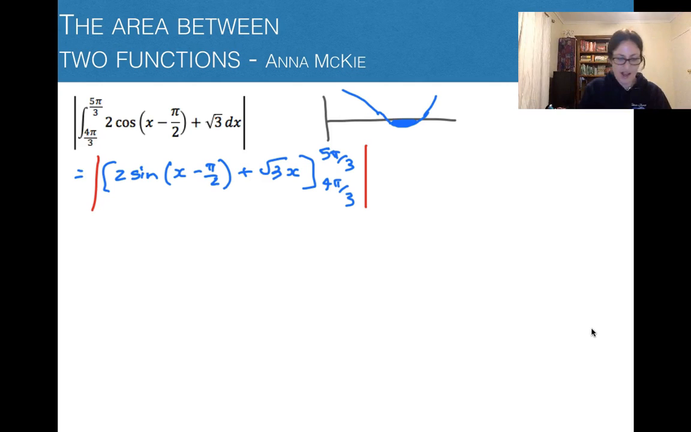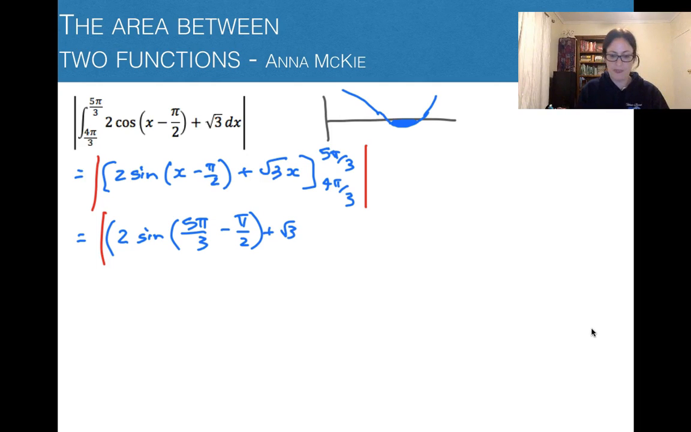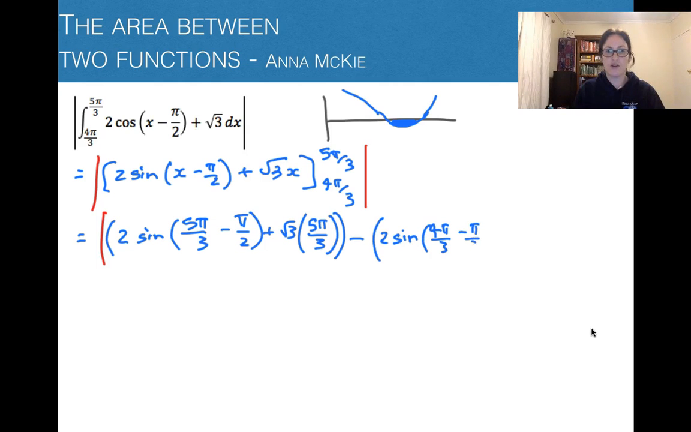Now subbing in our values here. So round brackets, I'll start the modulus and I'll finish it off later. So we have 2 sine, where you see an x, you're putting 5 pi on 3, take away pi on 2, plus root 3 times by 5 pi on 3. Another bracket, subtract off, where we sub in 4 pi on 3 this time. So 2 sine of 4 pi on 3, take away pi on 2, add on root 3 multiplied by 4 pi on 3. Close bracket twice and add in our modulus.